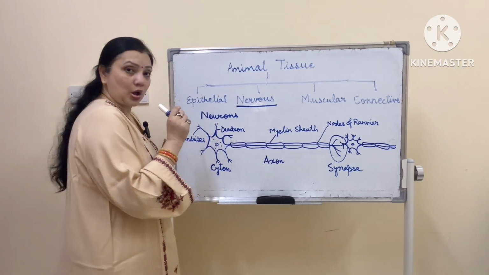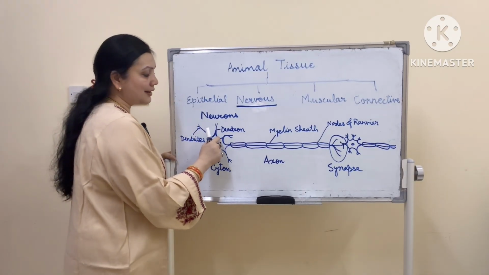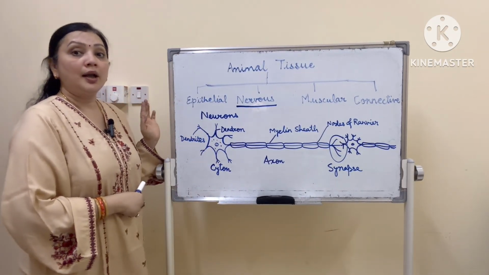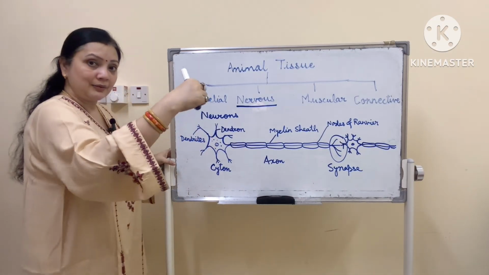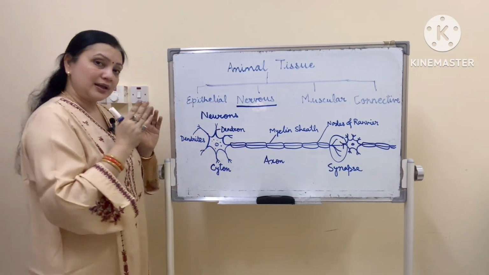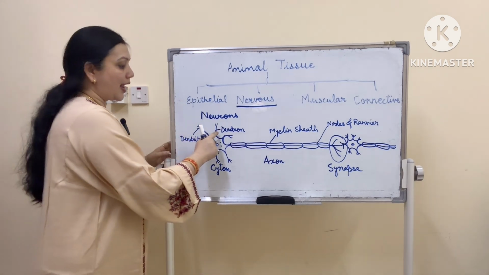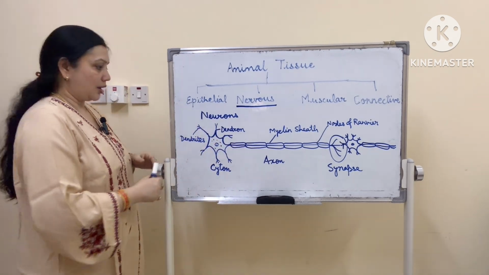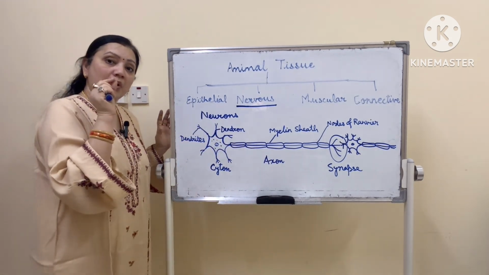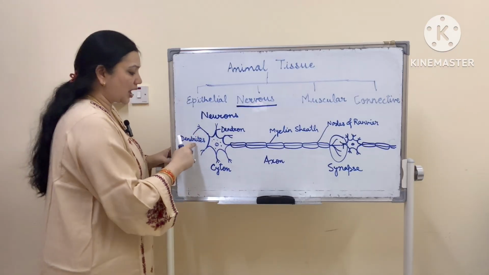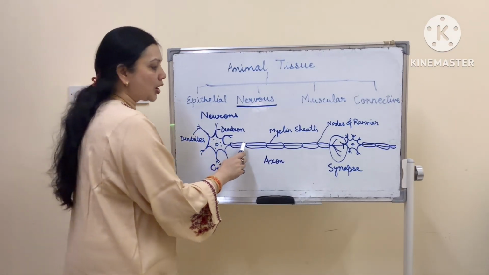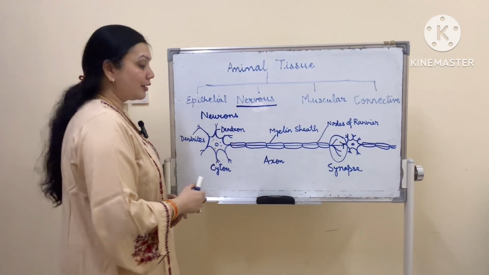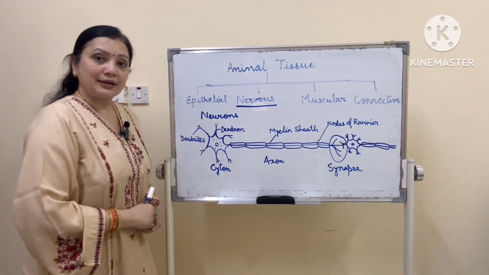From the cyton, small branches arise and these branches are called dendrons. From the cyton only the ending of the cell membrane you can see protrudes out and makes up the dendron. The dendron is then branched even more and these branches are called dendrites. One of the dendrons becomes very long and it is known as the axon.